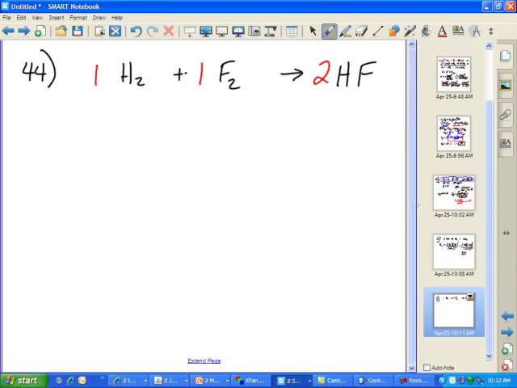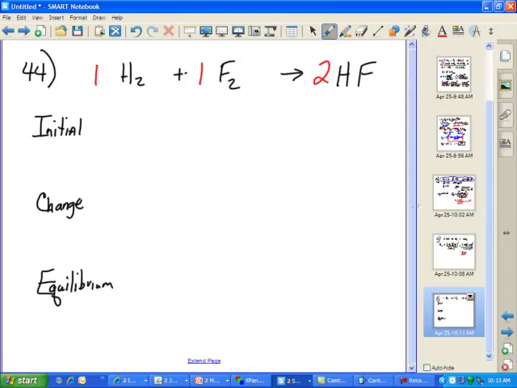I'm already up there. This time I want you to set up a table off to the left here, and you want plenty of room. Do ICE. So the I stands for initial, and the C stands for change, and the E stands for equilibrium.